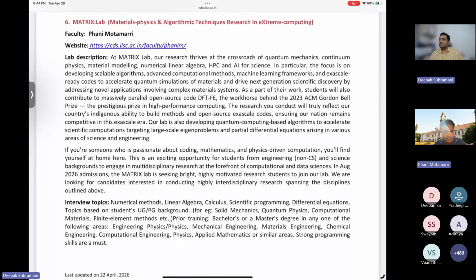And as a part of your work, you will also get a chance to dabble with some of the world's fastest supercomputers, exascale supercomputers, where you'll get access sitting right in India. And we will also be working with a Gordon Bell Prize winning code, which has been driving our research. The computational methods which you develop will not be just applied on some toy problems. You will really see them deployed at scale in solving real material science problems. Recently, we also dabbled in quantum computing based algorithms for solving eigenvalue problems, again, to accelerate scientific computations and PDEs arising in various disciplines.